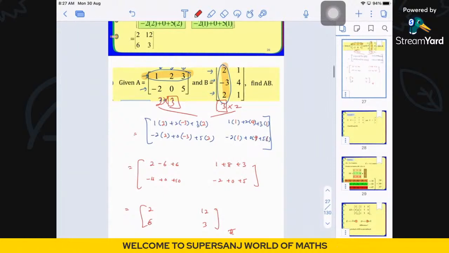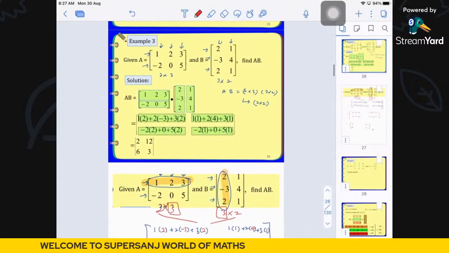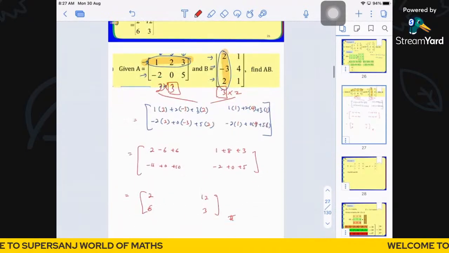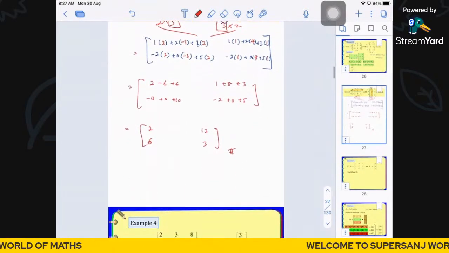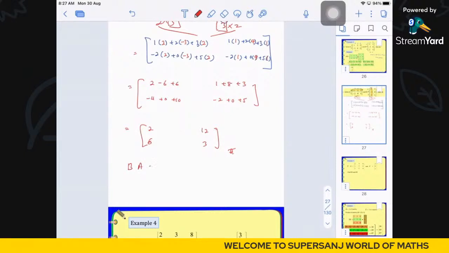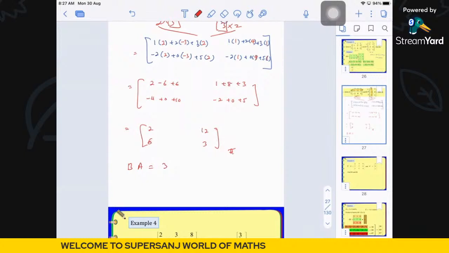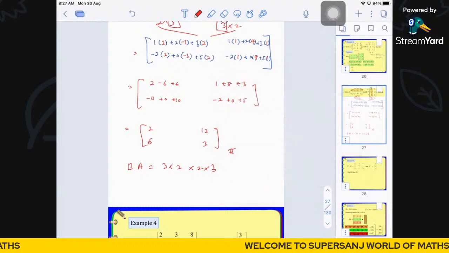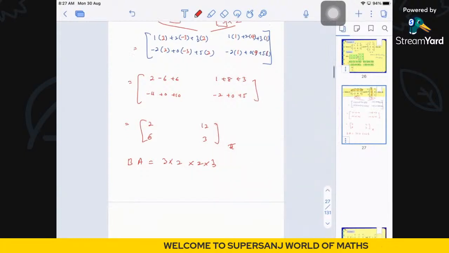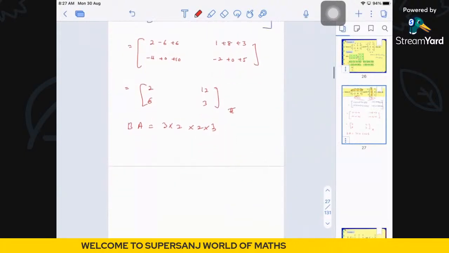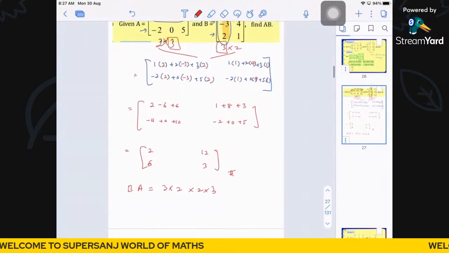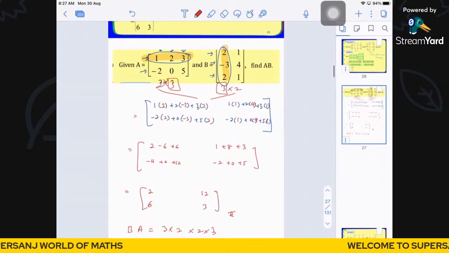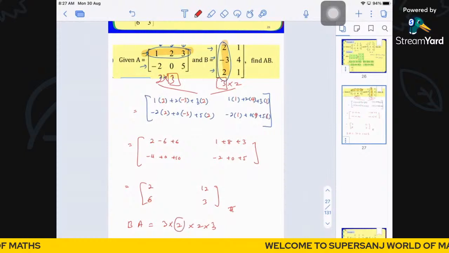Okay, now let's see the next one there. Can I do B times A or not? If I ask you, can I do BA or not? Let's see, BA. This is going to be 3 by 2, then 2 by 3. Yes or not? So I can do. Why? Because the order of BA is the same over here, 2 and 2, right? So the final order is going to be 3 by 3.